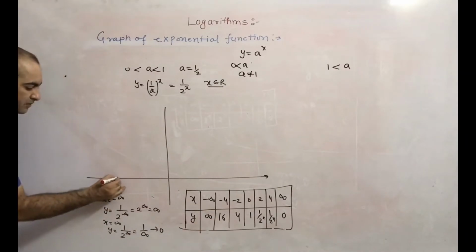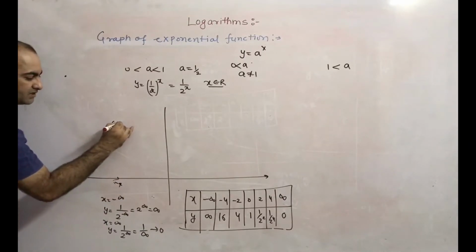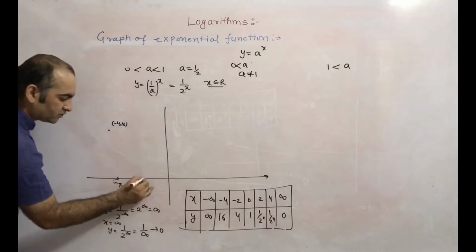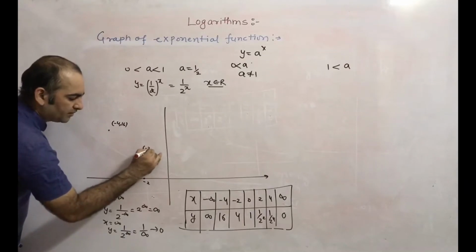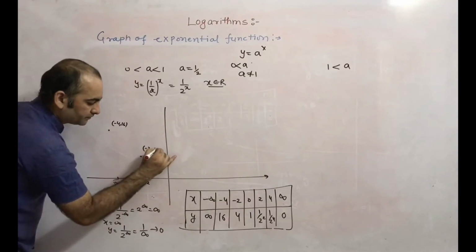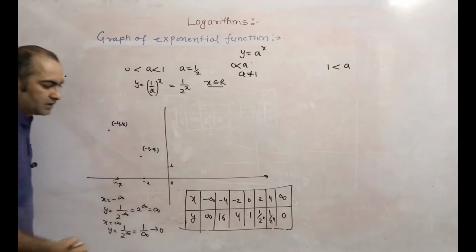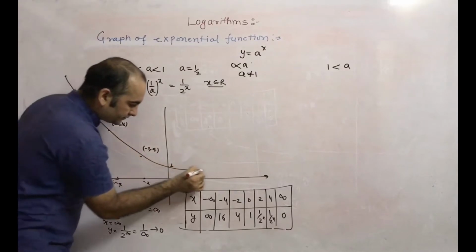So minus 4 will be here, and at that point you will get 16. This point is minus 4 comma 16. At minus 2 we are getting 4, so at minus 2 will be here, and we get the point minus 2 comma 4. Now at 0 we get 1. So the graph will come like that.